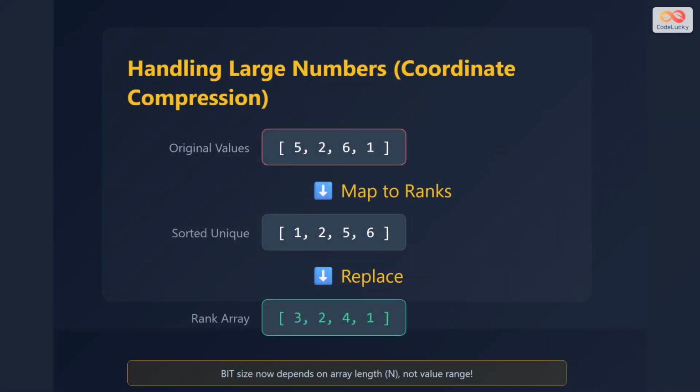A binary index tree usually relies on array indices. However, our input numbers might be very large or negative. We can't create an array of size 1 billion. To fix this, we use coordinate compression. We sort the unique values and assign them ranks. For example, the smallest number 1 gets rank 1, 2 gets rank 2, and so on. Now, the BIT size only depends on the number of elements, n.